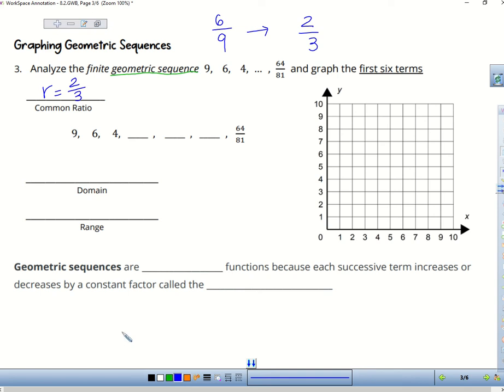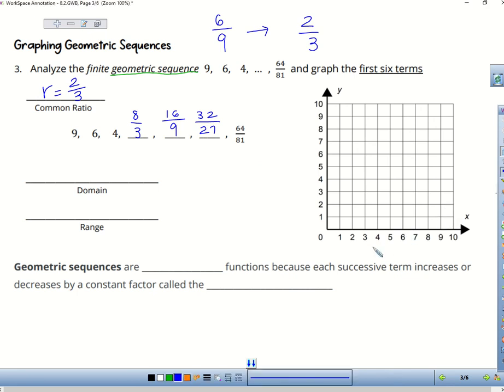Okay. So what I can now do is apply this common ratio to the following terms. I would take 4 and multiply it by 2/3. So 4 over 1 times 2 over 3 is 8 over 3, right? And then 8 over 3 times 2 over 3 is 16 over 9, right? And 16 over 9 times 2/3 is just 32 over 27. So I just multiply the top and the bottom by that fraction. So now I have some terms.